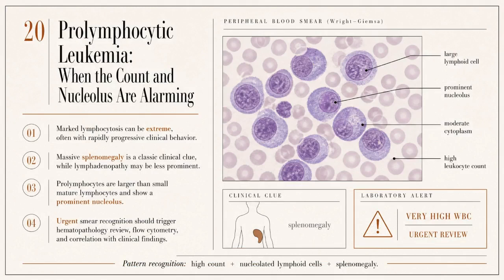As we transition into the topic of prolymphocytic leukemia, or PLL, it is crucial to appreciate how this rare but aggressive mature lymphoid leukemia challenges both diagnostic acumen and histotechnology workflow. PLL exemplifies the critical intersection of morphology, clinical data, and ancillary testing that defines advanced hematopathology practice. For histotechnologists, understanding PLL's distinctive features is not merely academic.